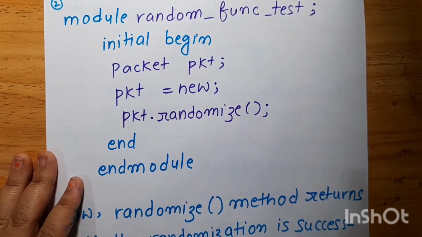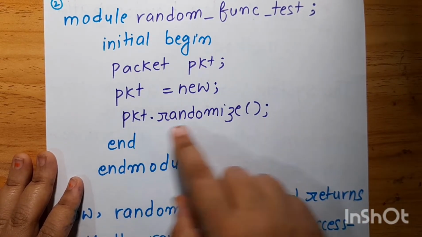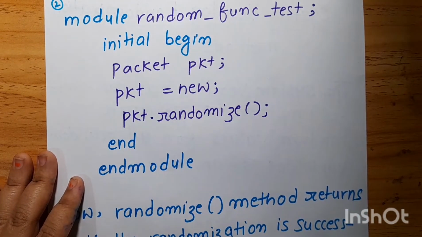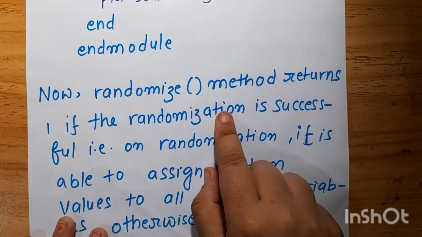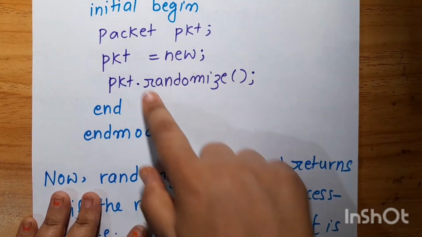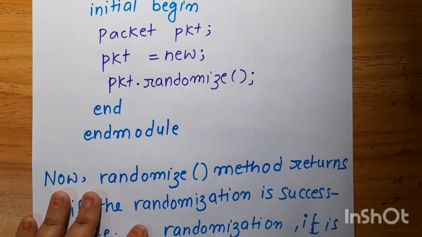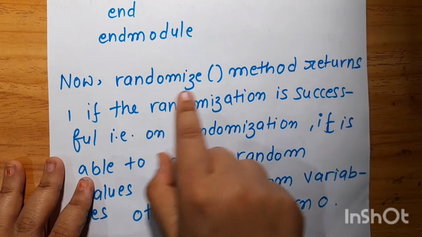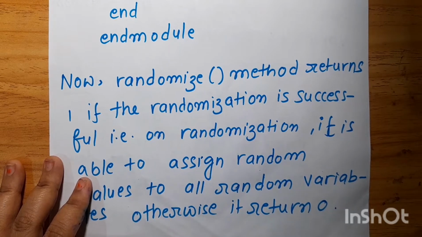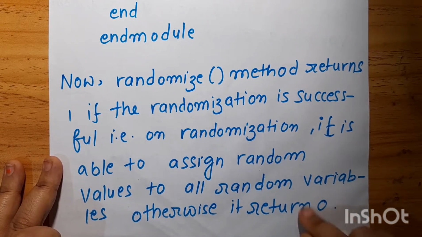pkt.randomize. So I am calling this function randomize, which is available in the SystemVerilog LRM. pkt.randomize; then end, and here is the endmodule. Now, the randomize method returns 1. This is a function available in the SystemVerilog LRM, and it can return a 1 or a 0. It returns 1 if the randomization is successful, and if it is not successful, it returns 0.